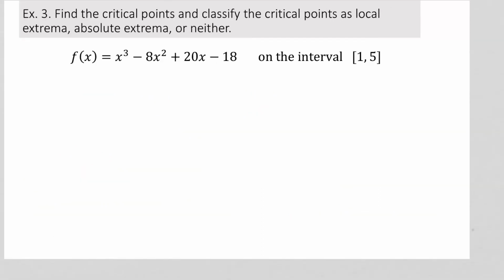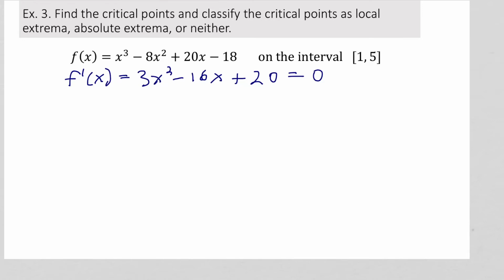Example 3 says, find the critical points and classify the critical points as local or absolute extrema or neither. So I have an x-cubed polynomial on a closed interval, so I can apply the extreme value theorem. First I want to find the critical values. That means f prime of x is equal to 3x squared minus 16x plus 20. Set that equal to 0.